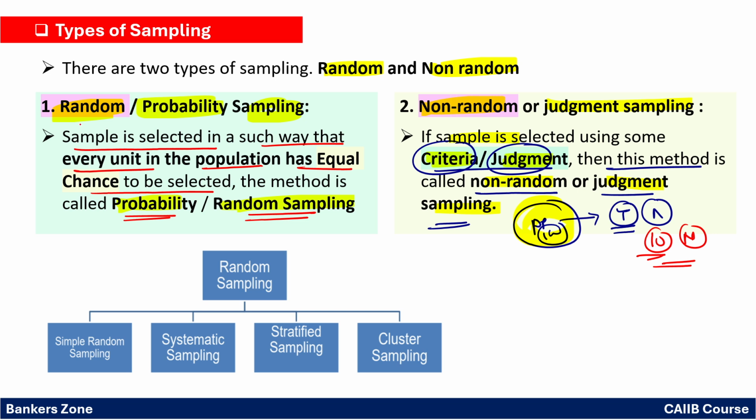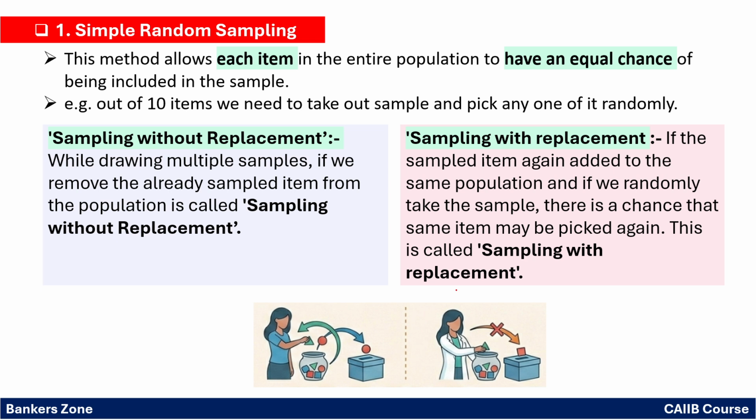Now we can classify random sampling into 4 categories: simple random sampling, systematic, stratified and cluster. Okay, now let's see them one by one. What is simple random sampling?